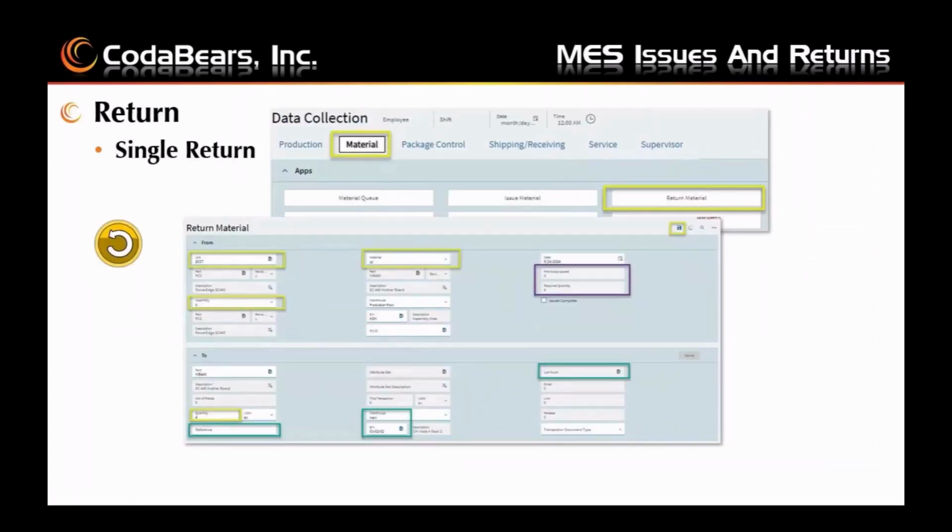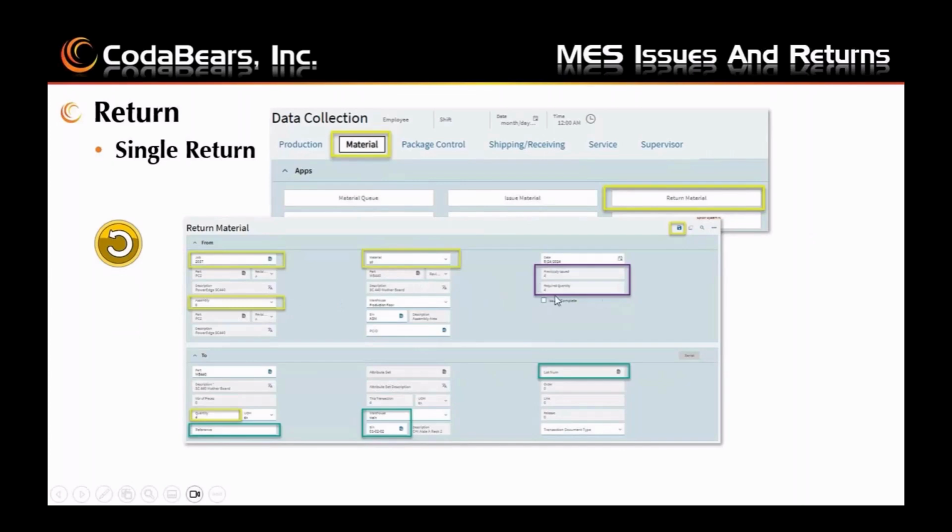Now we'll talk about returns, the opposite of issuing. So again, if you only need to return one or a few materials on your production jobs for the final part, you'll likely use the return materials button. And again, on the main data collection screen, you can see under the material tab that you have the button for return material. Here you can see again that you can enter or search for your job and then select your assembly and material from the drop-down box.